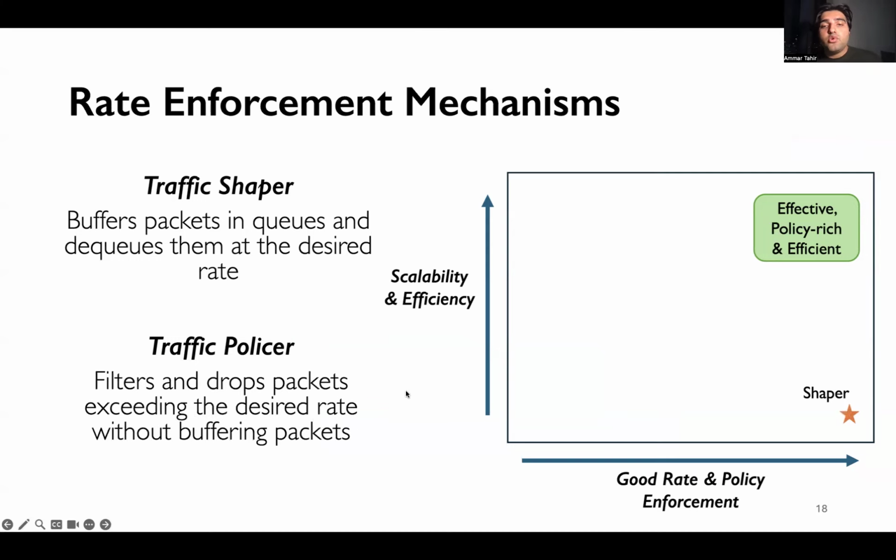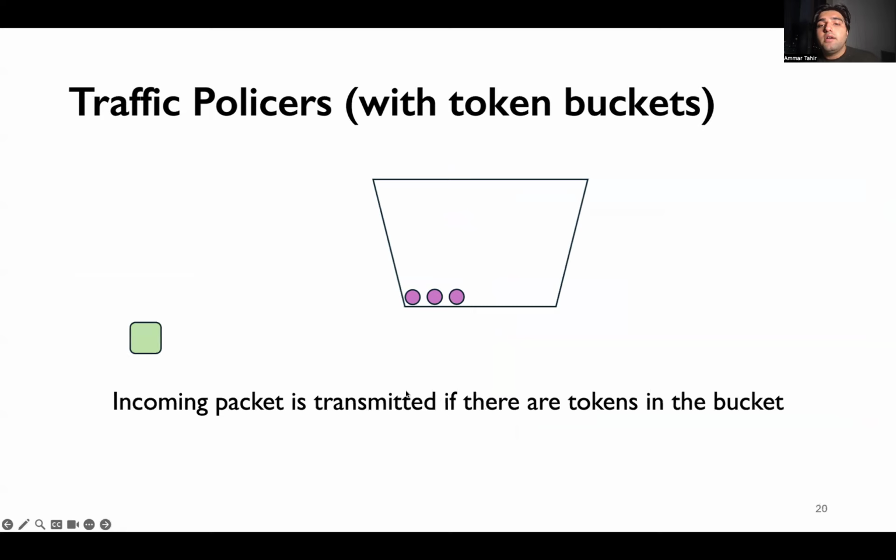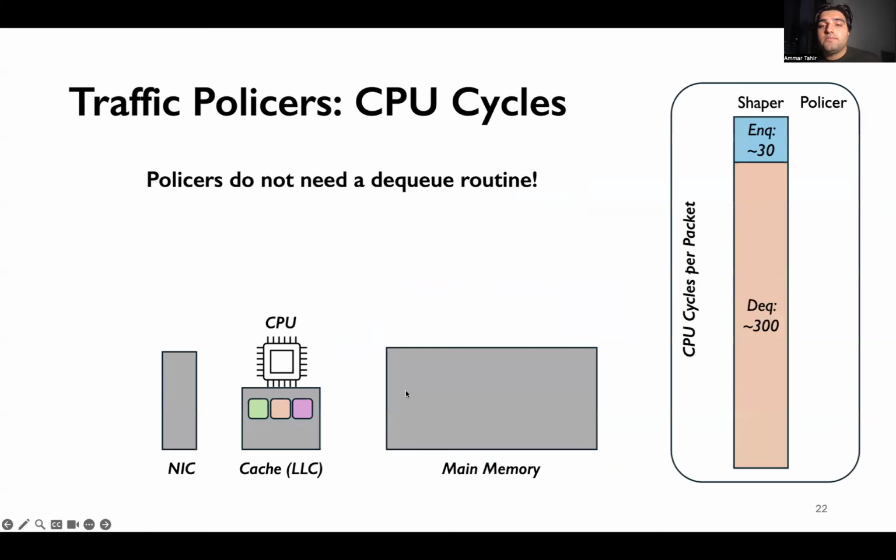Let's explore the second option now. Policers work by filtering and dropping packets that are determined to be exceeding the desired rate. And this is done without buffering packets at all. Most policers are implemented using token buckets, where tokens are added to a bucket at the desired rate, and an incoming packet must consume tokens to be transmitted. If there are no tokens in the bucket, the packet is dropped.